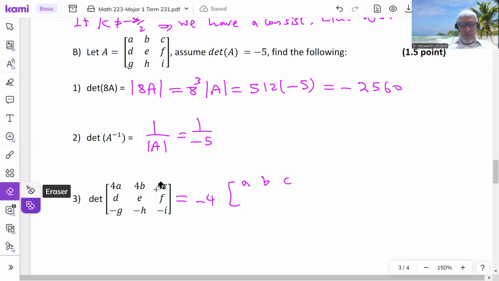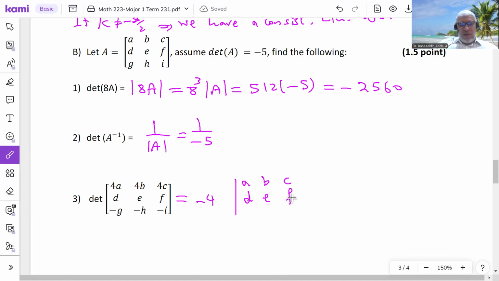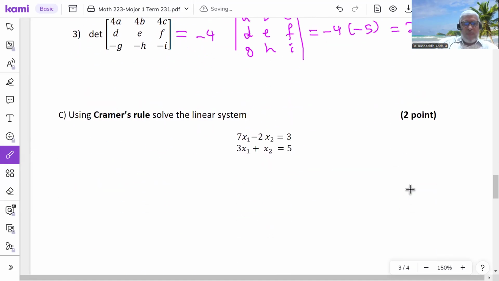But this is a determinant, okay? So I'm going to use the symbol of the determinant. I didn't write determinant, I used the symbol. So I have D, E, F, G, H, I. So this is in fact the determinant of A, which is -5. So I have -4 times determinant of A, which is -5, given in the question. So the answer is 20.